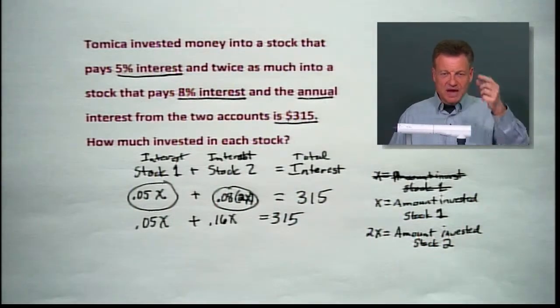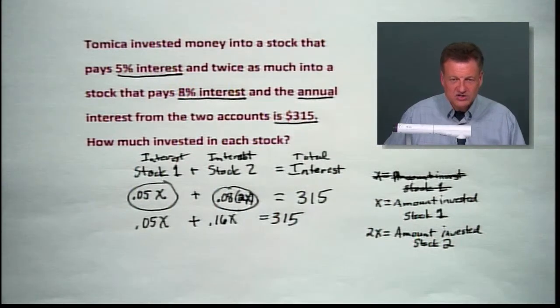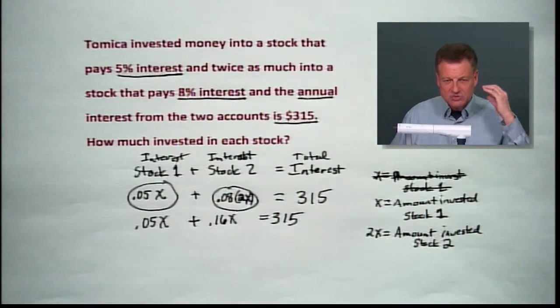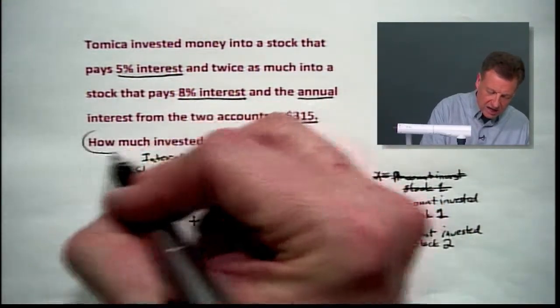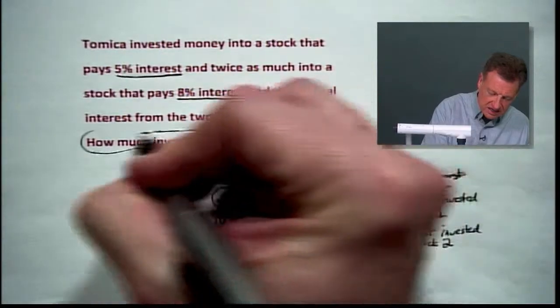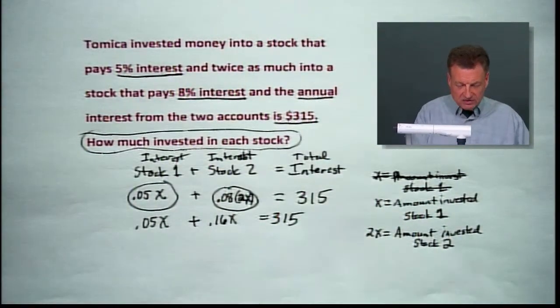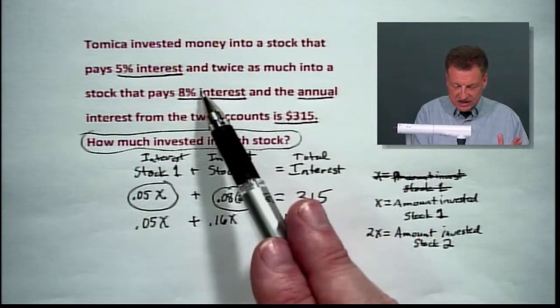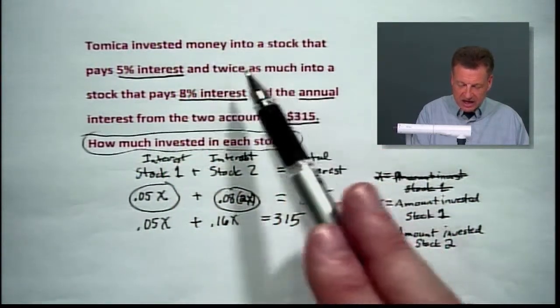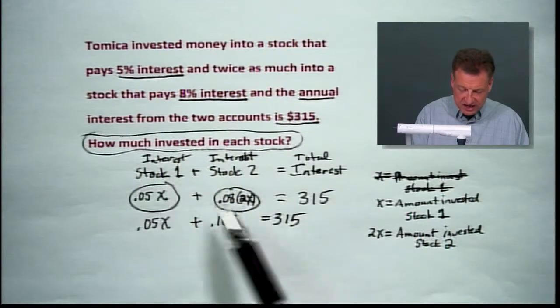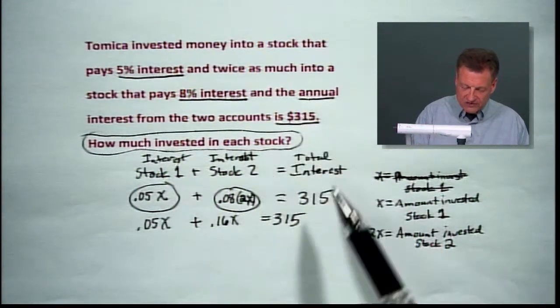Now, let's go back and see what the question is asking. We've got equations set up, but we need to keep in mind what is the prize we're looking for here. We want to know how much is invested in each stock. So at this point, we've got our 5% taken care of, we've got our 8% taken care of. We have our money and our twice as much money. That's all taken care of right there. We've got our 315 taken care of.